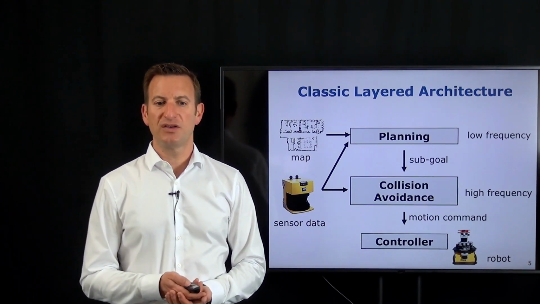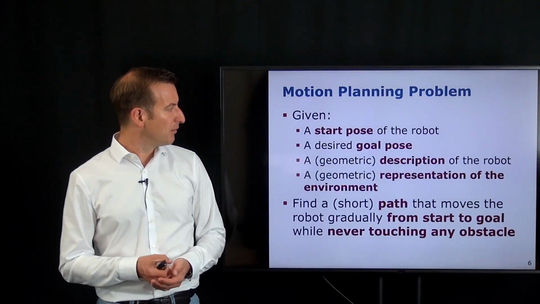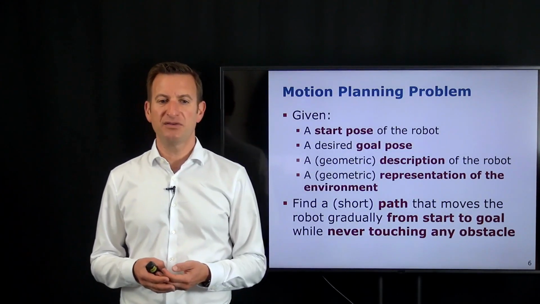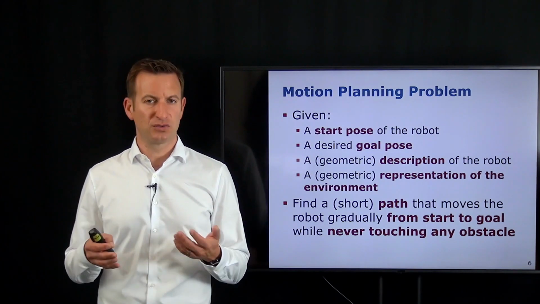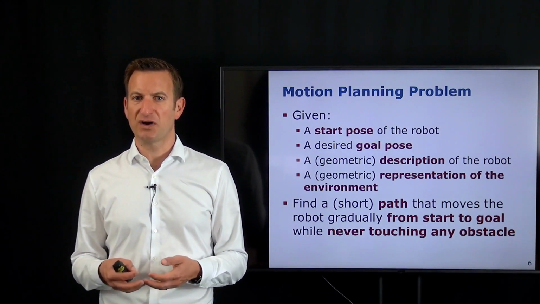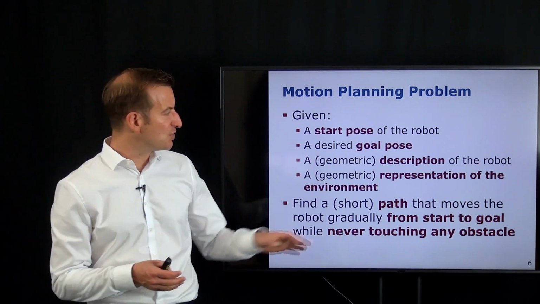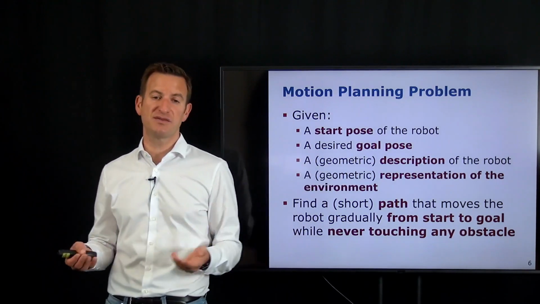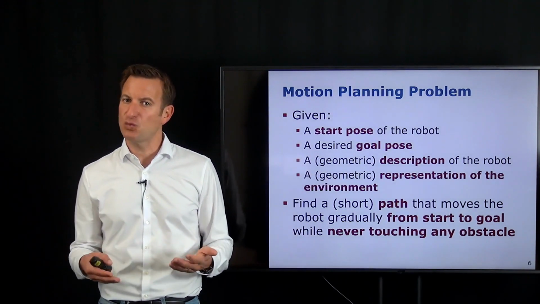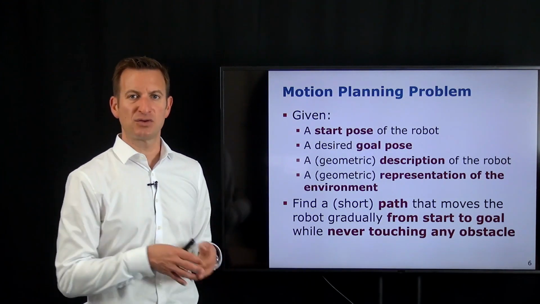So what is the motion planning problem? In the motion planning problem, what we have typically given is a starting pose, or often that's the current position of the robot, and that's the point from which we start. So here we start, and in the end, the robot should reach a goal location, which is the second input. So where should the system be? This can be an XY location in the environment. This can also be an XY location with an orientation.